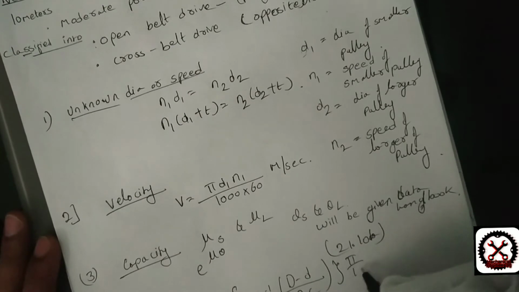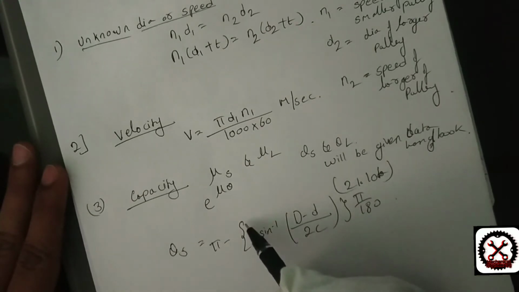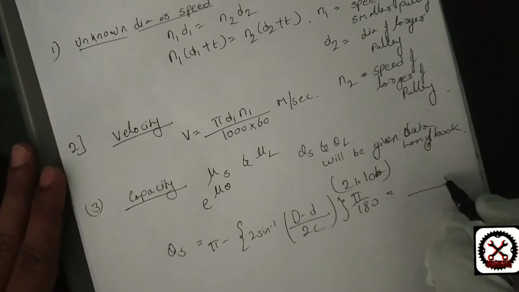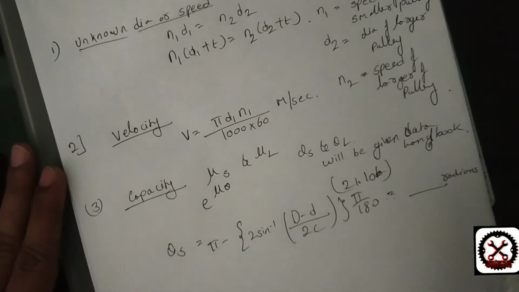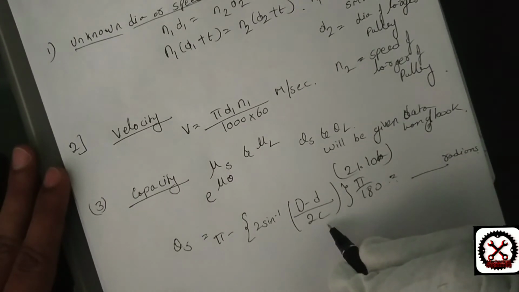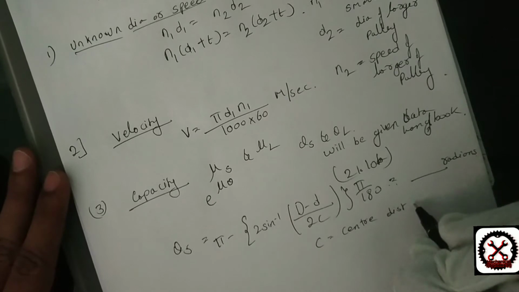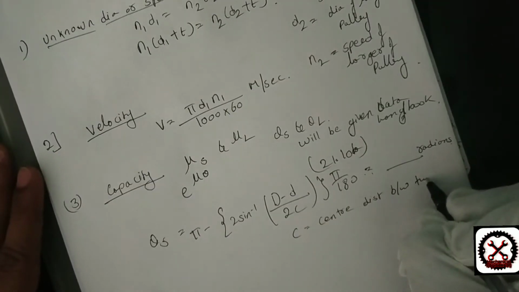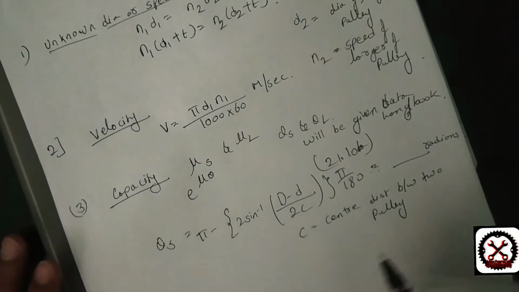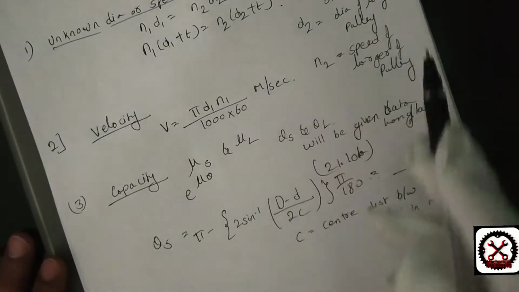into pi by 180. Remember this pi by 180 is multiplied only within these brackets, to convert this into the radian form, so you will get the answer in radian. C is the center distance between two pulleys, or if they give shaft length between two pulleys, we can use that as the C, and it should be in mm. Diameter also should be in mm.